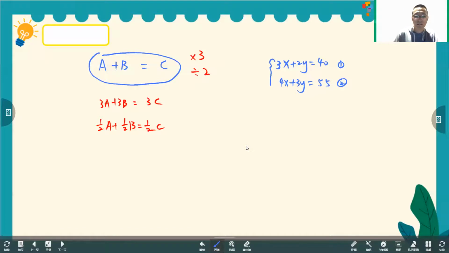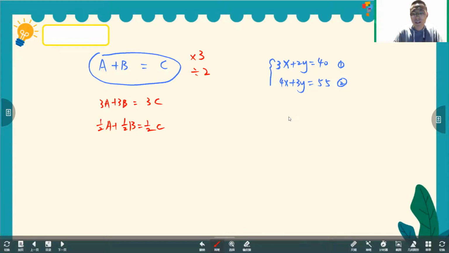Okay, so let's see. Let me change to red. So remember, the core thinking is always we want to eliminate one variable, right? And teacher Kevin always wants to eliminate y, because he hates y. He loves x. Yeah, so I want to eliminate the y.